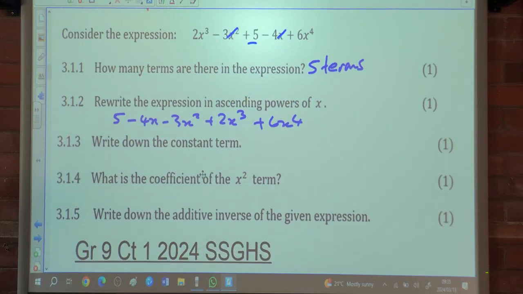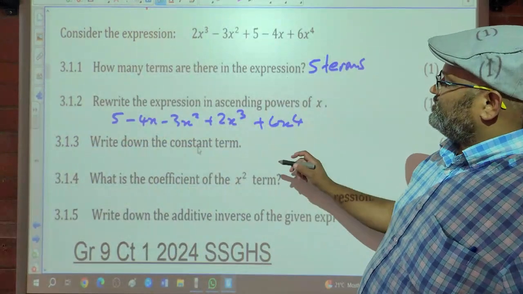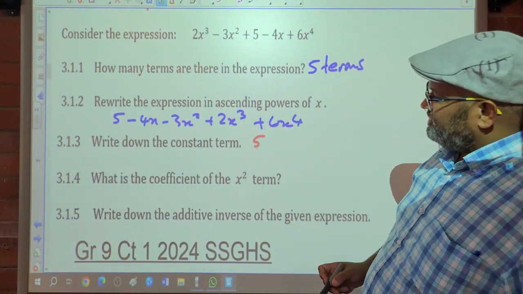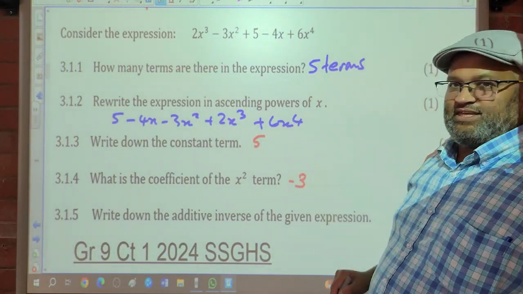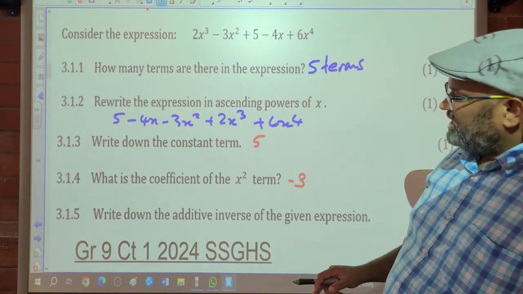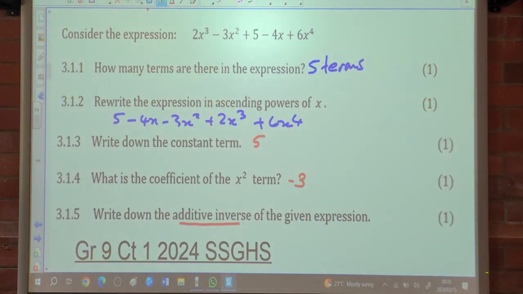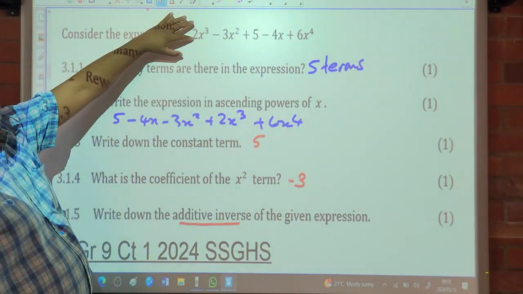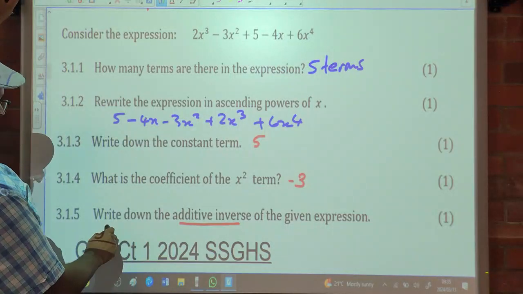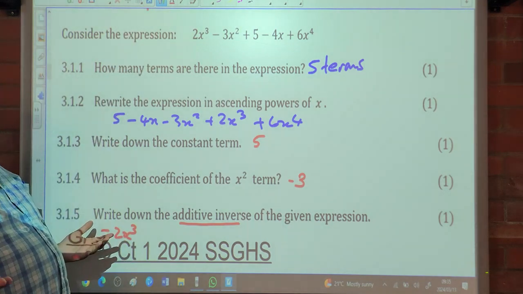The next question, write down the constant term. The constant term has no variable. The constant term, of course, is 5 or positive 5. Write down the coefficient of x squared, the number in front, which is negative 3. The negative is part of the term. Write down the additive inverse. What's the additive inverse? What must be added to get 0? Not so. So, what is the additive inverse of 2x cubed? Negative 2x cubed. Because 2x cubed plus negative 2x cubed is 0.